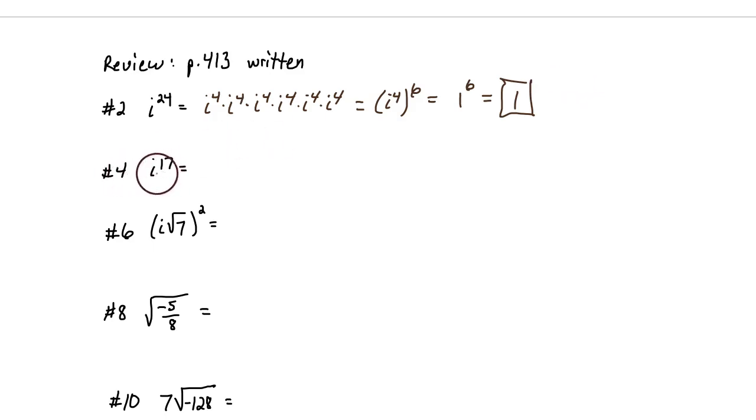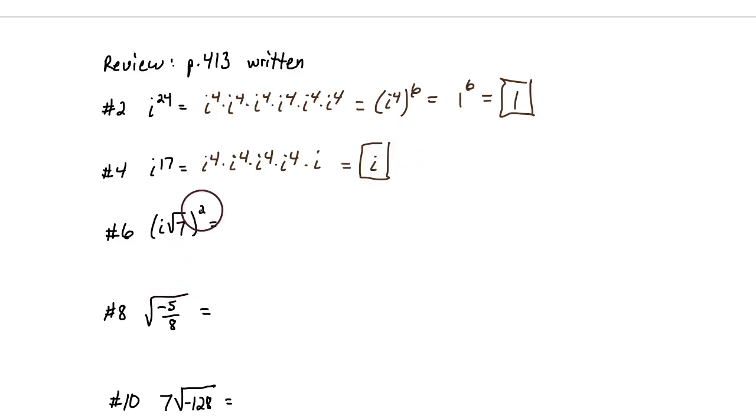Number 4, let's rewrite i to the 17th using i to the 4th like we just did. i to the 4th times i to the 4th times i to the 4th times i to the 4th. That's 16 of them so far, times one more i. Every one of those i to the 4th is just a 1. So the final answer is i.